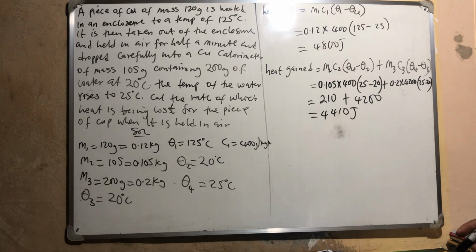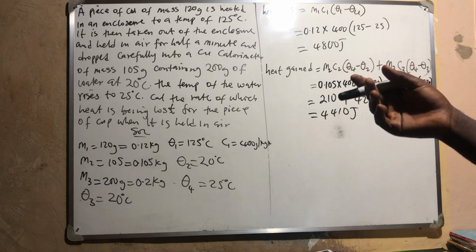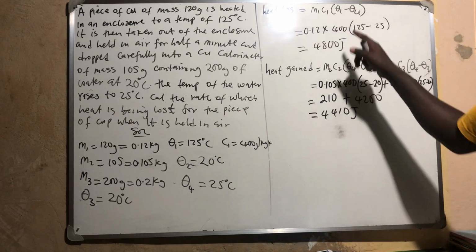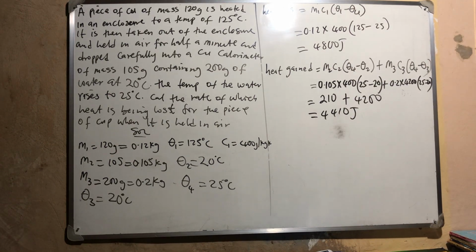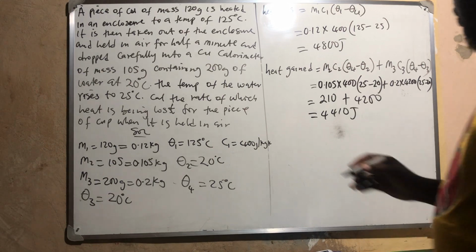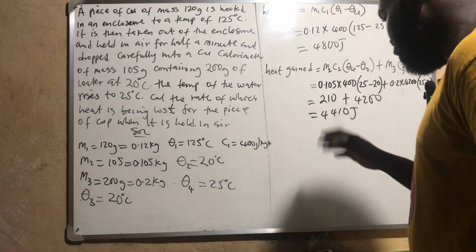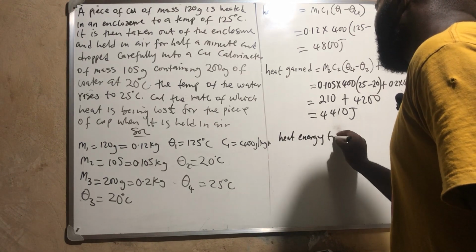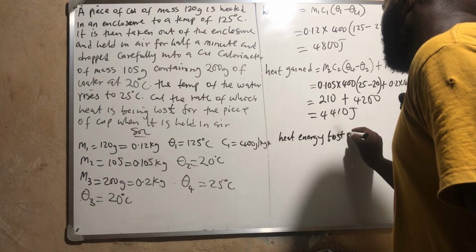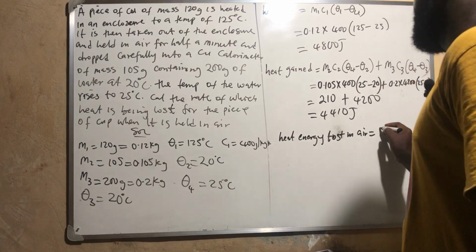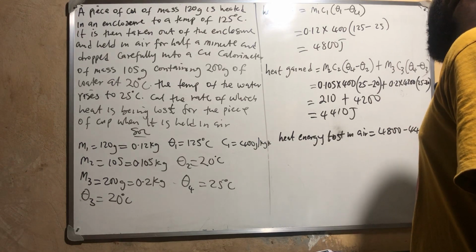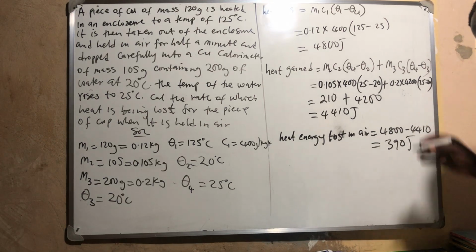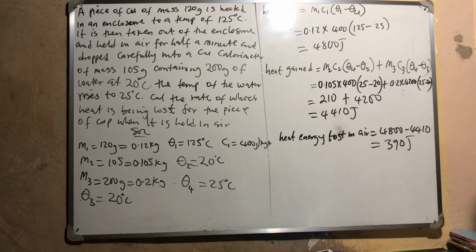Now, normally they are supposed to be equal, but what happened? Let's find the amount of energy lost to air. It should be this one minus this one, because they are supposed to be equal. So the heat energy lost to air will be 4800 minus 4410. So you have 390 joules.